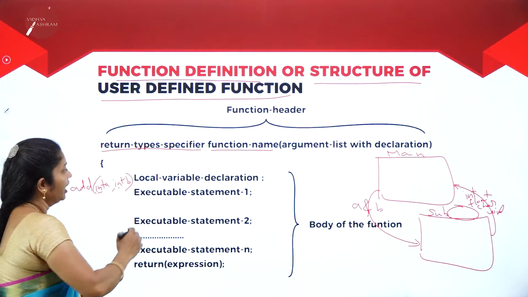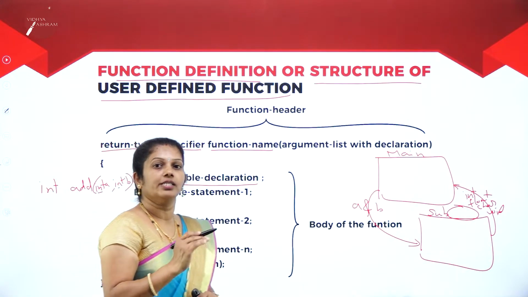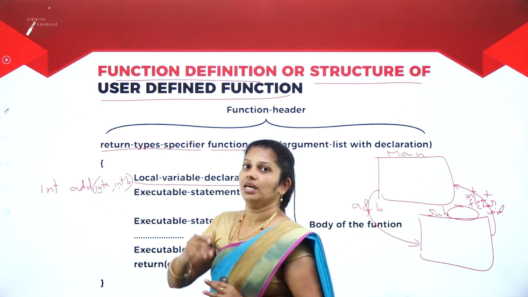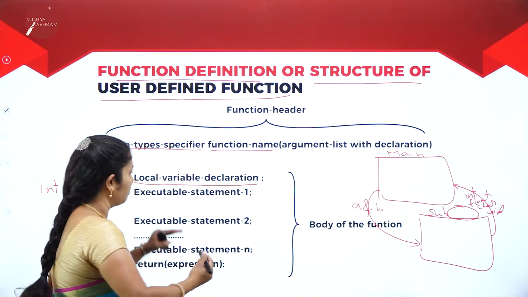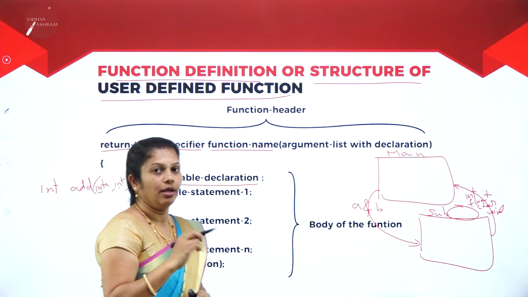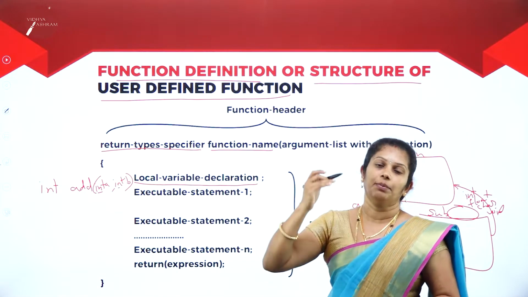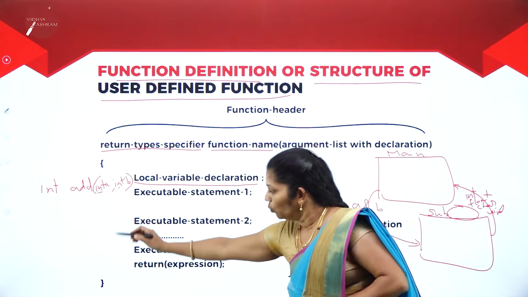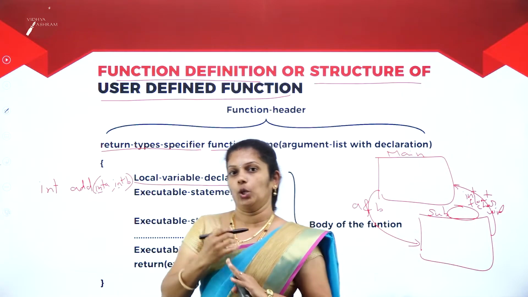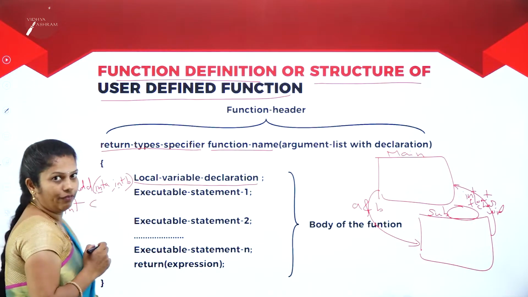Then inside the flower bracket, you have to write the local variable declaration. What do you mean by local variable declaration? Local variables are the variables which will work only in this particular block. But a global variable will work anywhere in the program, whereas a local variable works only in this particular block. We have to declare the variables which we require in this subprogram. For example, here I am taking int C. C is the local variable.